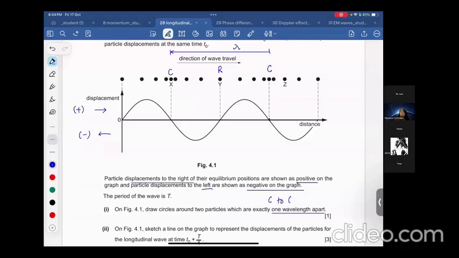So at here, which particles can we circle? We can circle this particle and this particle. These two particles are exactly one wavelength apart, until here.